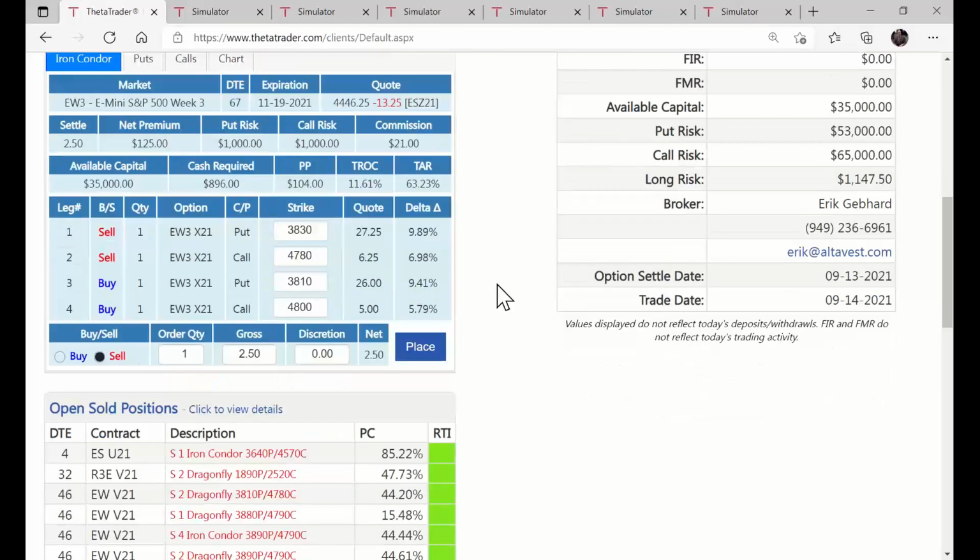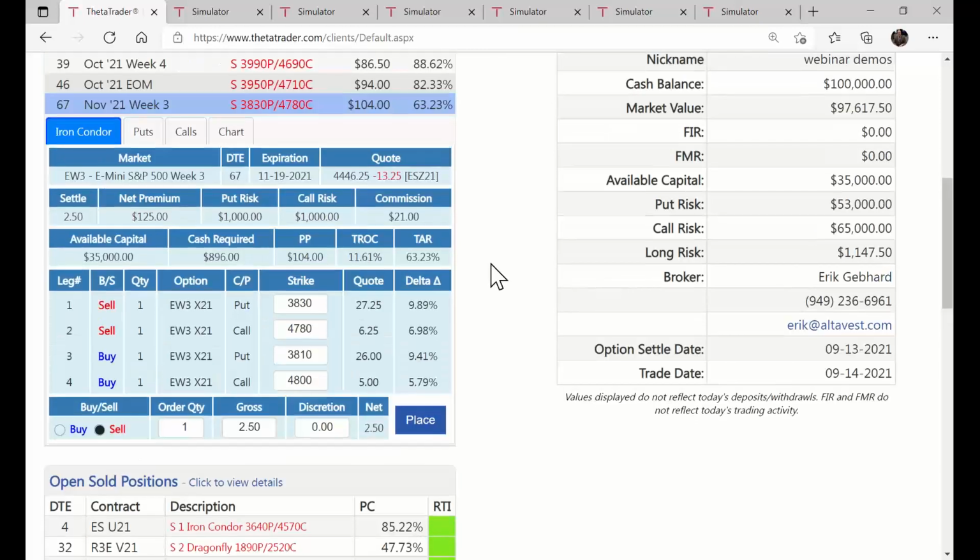Well, remember, folks, we're looking at higher probability outcomes, kind of that baseball analogy with the base hits. So the put that we're selling, 3830 put, has a delta of 9.89. That means there's over a 90% probability that this option will expire worthless. The same with the call that you're selling, 6.98 delta, so that's a 93% probability that this call will expire worthless as well. Those are the higher probability outcomes we're looking for, and that's why we love the algos building these trades for us.